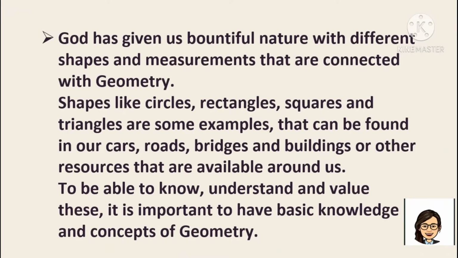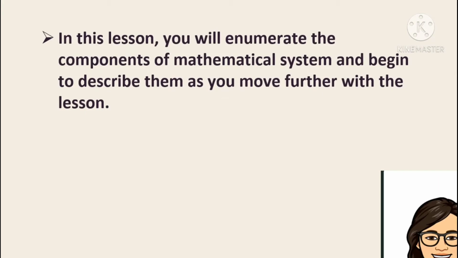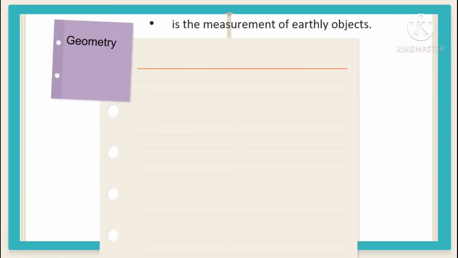God has given us bountiful nature with different shapes and measurements that are connected with geometry. Shapes like circles, rectangles, squares, and triangles are some examples that can be found in our cars, roads, bridges, buildings, or other sources around us. To know, understand, and value this, it is important to have basic knowledge and concepts of geometry. In this lesson, you will enumerate the components of a mathematical system and begin to describe them as you move further with the lesson. So what is geometry?